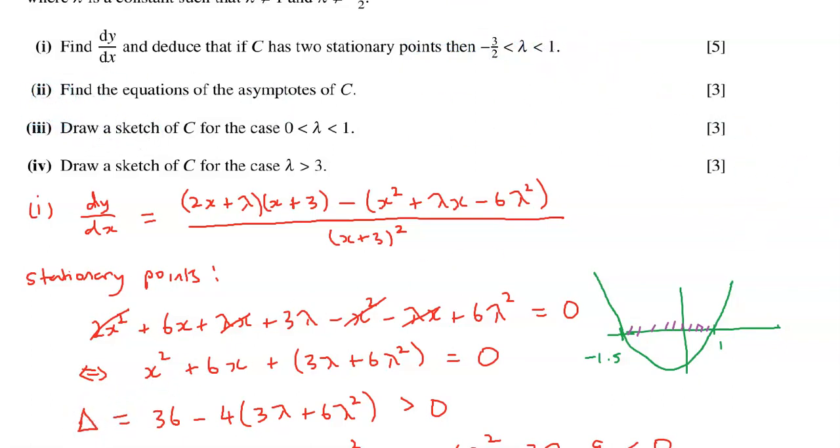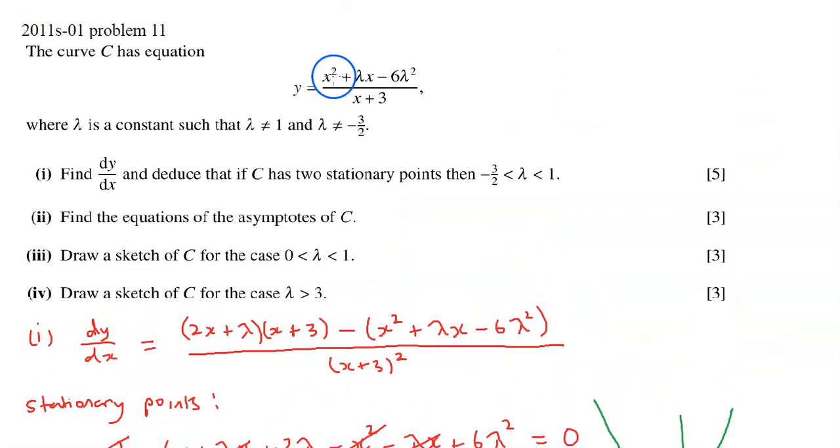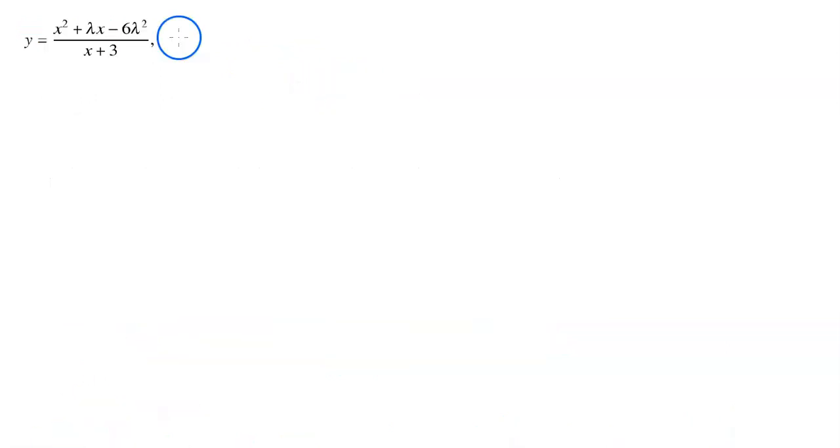Alright, the second part says find the equations of the asymptotes of the curve C. Okay, let's take care of part II here. So we're looking for the equations of the asymptotes of this. Clearly there is a vertical asymptote when x is equal to negative 3. So that one was nice and easy. And to find the equation of the asymptote, which looks like it's going to be oblique, we can simply use polynomial division.